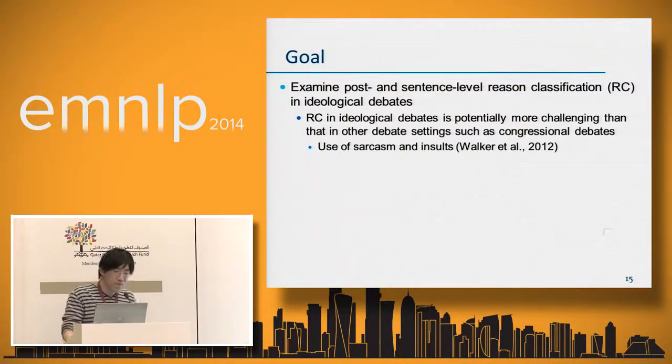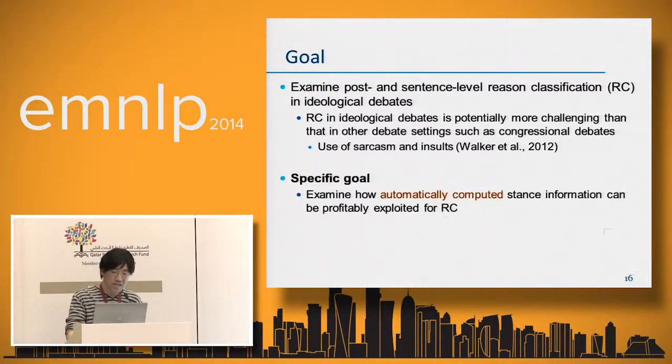So our goal in this work is to examine post and sentence level reason classification in ideological debates. Reason classification in ideological debates is potentially more challenging than that in other debate settings like congressional debates, in part because of the use of sarcasm and insults. Our specific goal here is to examine how automatically computed stance information can be profitably exploited for reason classification.